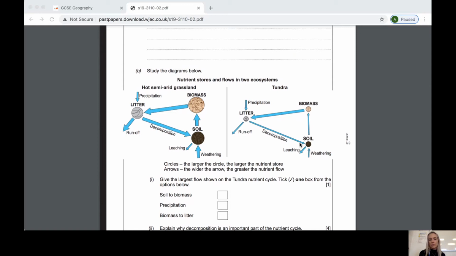Okay, now don't forget to talk about the arrows in between. You can see that larger arrows means more is happening and the smaller arrows means less. You can see a lot more decomposition happening in the grassland compared to the tundra. You can see a lot more weathering in the grassland compared to the tundra. Now weathering will put nutrients back into the soil as well, allowing a better soil to support more life. Weathering breaks down rocks and puts nutrients back into the soil. Because there's more rainfall in the grassland, you've got more runoff here from the litter, washing nutrients back into the soil, whereas in the tundra, not much rainfall, so not much runoff.